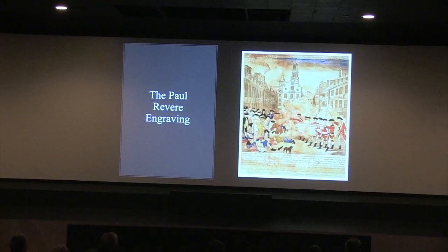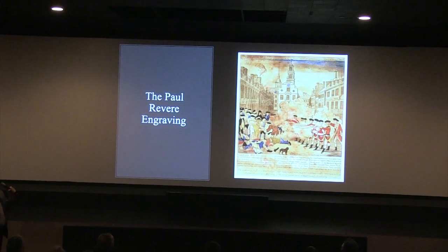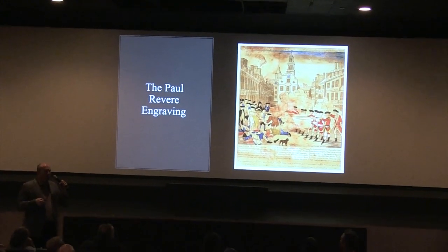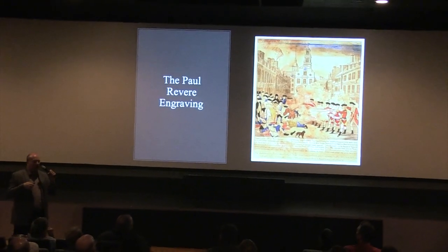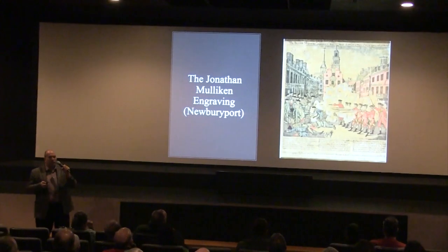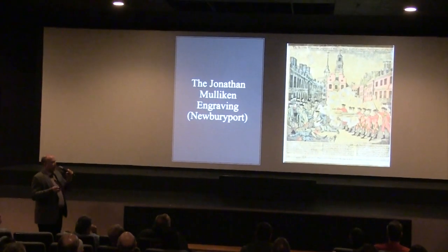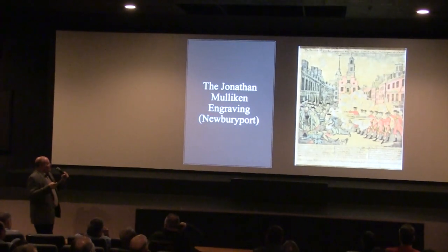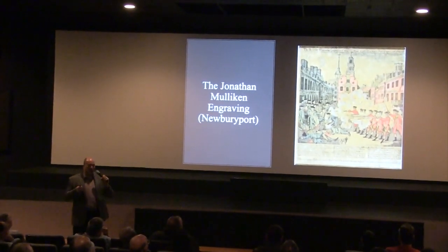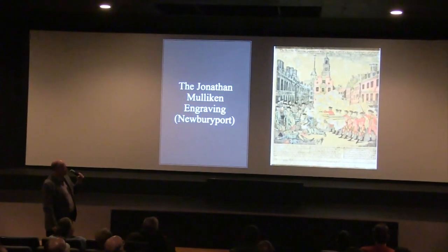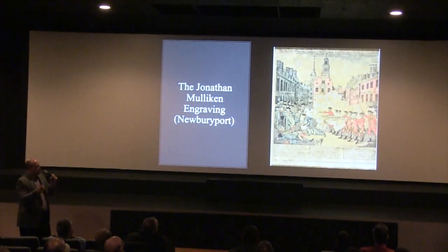There's very, very little differences between the two engravings. From what the Massachusetts Historical Society says, some differences are Revere refers to the engraving as the 29th Regiment of Foot, where Mulligan refers to it as Ye 29th Regiment of Foot. That will fool them. There's some differences as to the number of pillars and windows. If you look up above the soldiers firing, there's a porch. The number of pillars on there differs between the two.